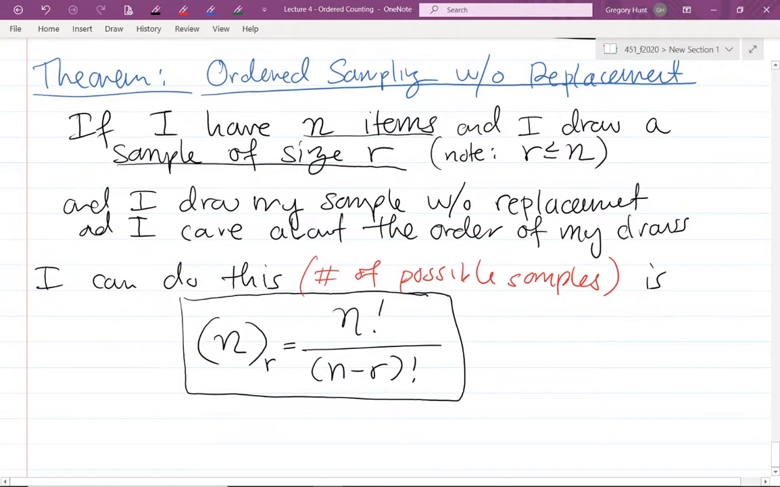So this is the way to count collections of things where I care about the order, but they can't repeat. That's another way of thinking about this. I talk about it in terms of sampling, but instead of replacement, you could say items can't repeat, and I care about the order of the items in my sample.